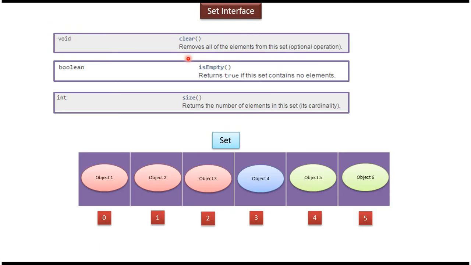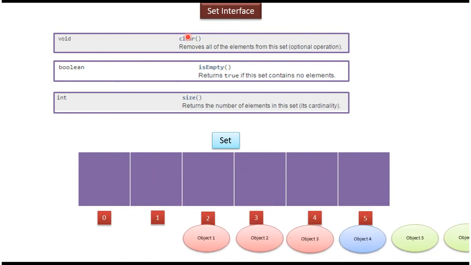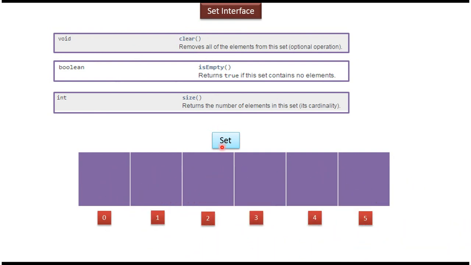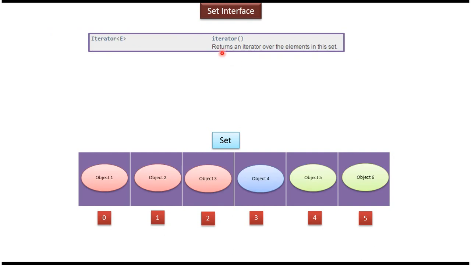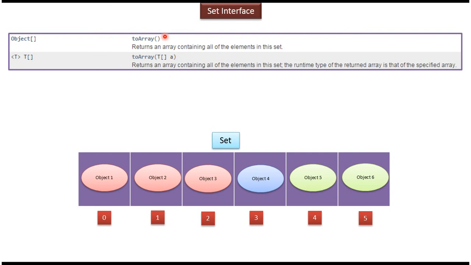To remove all elements from the set, we can use the clear method. And to check whether the set is empty or not, we can use the isEmpty method. To check the size of the set, we can use the size method. The iterator method will return an iterator object. Using the iterator object, we can move the cursor in the forward direction and get each element from the set. The toArray methods are used to convert the set to an array object.